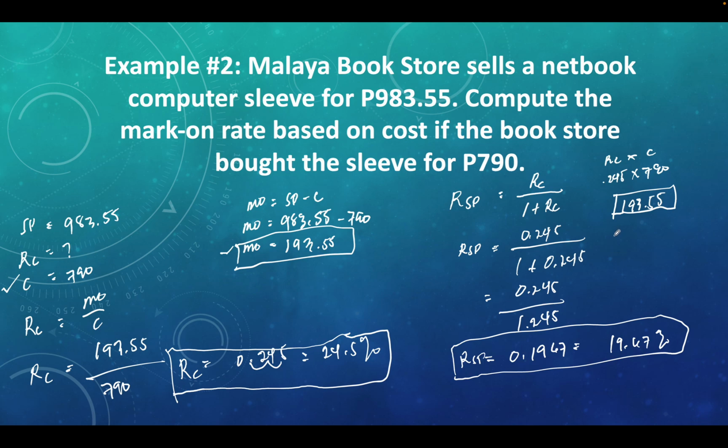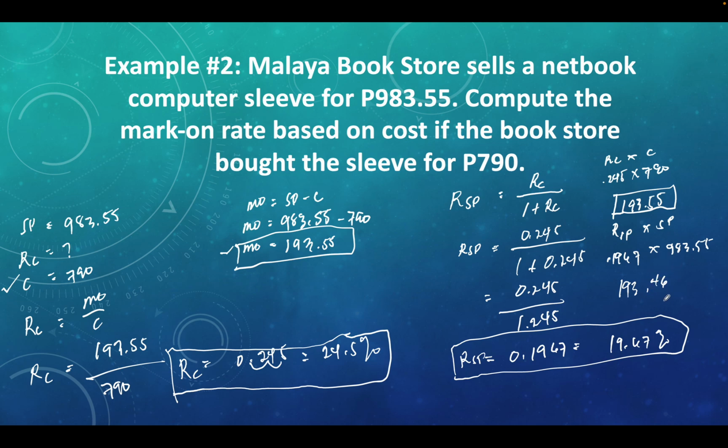Yung rate based on selling price naman, multiply natin sa selling price. Rate based on selling price is 0.1967 multiply by the selling price, which is 983.55. Multiply natin 983.55 times 0.1967. This is equivalent to 193.464285. 2 decimal na lang. This is equivalent to 193.46.